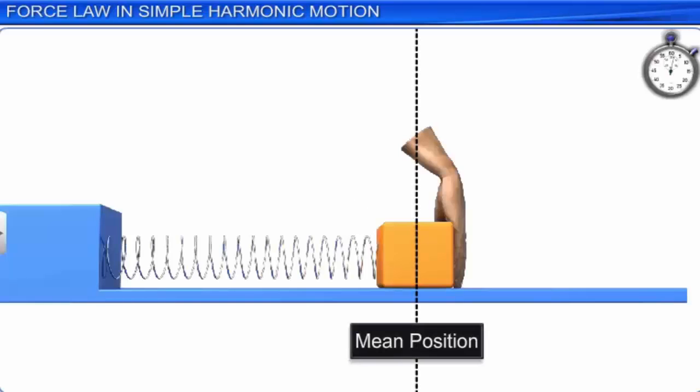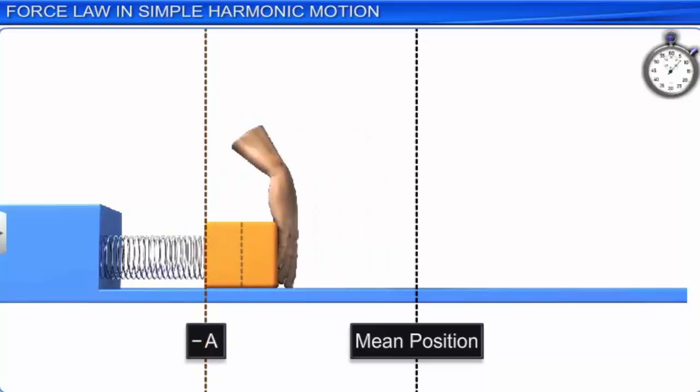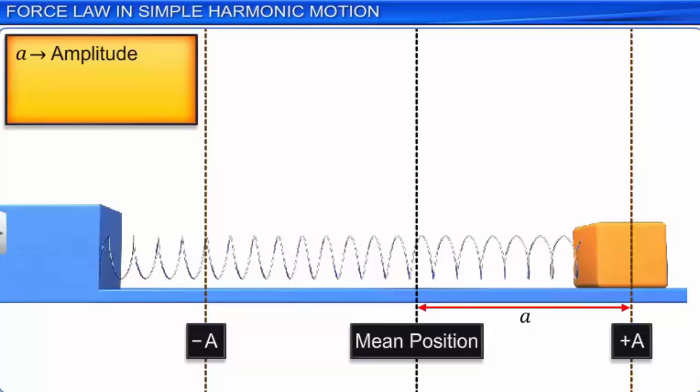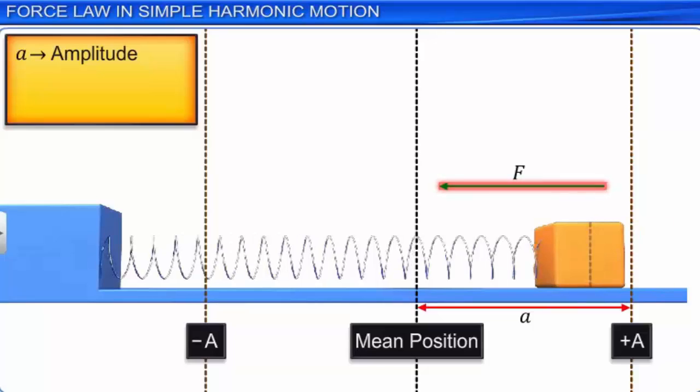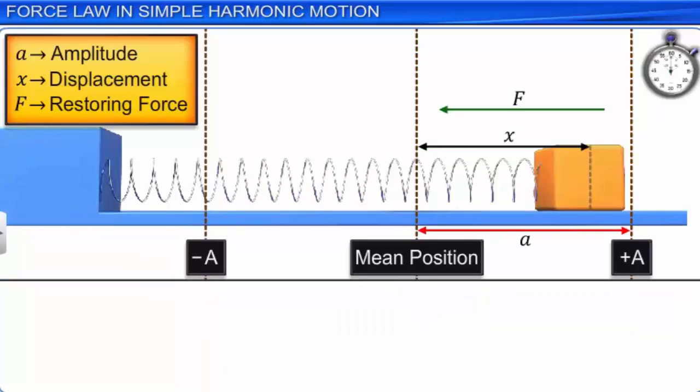Consider a body that executes simple harmonic motion with amplitude A. In this case, the force F of t always acts towards the mean position of the body and is proportional to the displacement of the body. Hence, this force is called the restoring force in simple harmonic motion. For simplicity, if we assume the initial phase phi to be 0, then the displacement of the body is x of t equal to a cos omega t.